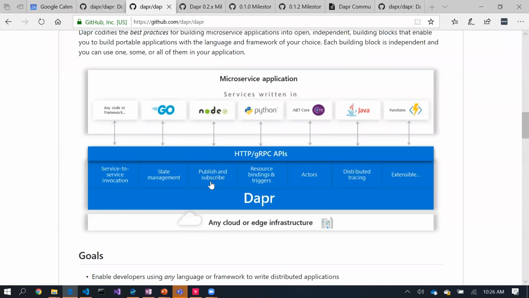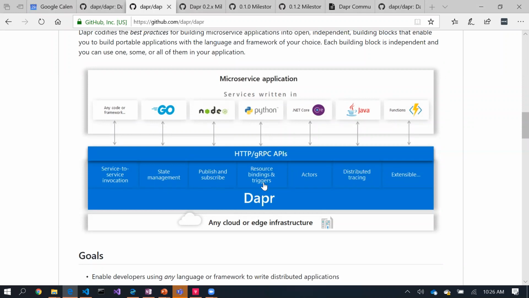The publish and subscribe allows you to send pub-sub events between two services that are running inside your environment. At the moment, we do this around Redis, but of course, again, it's pluggable. So if you're interested in providing a pluggable pub-sub around other providers, look into that.